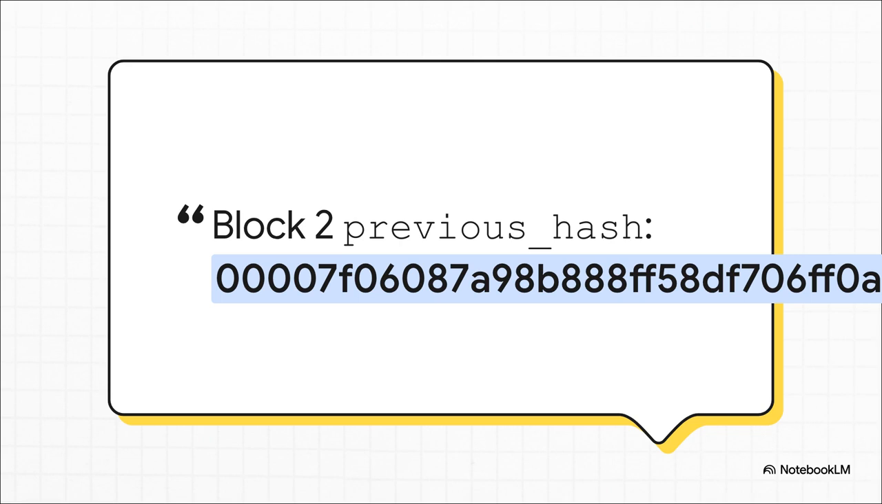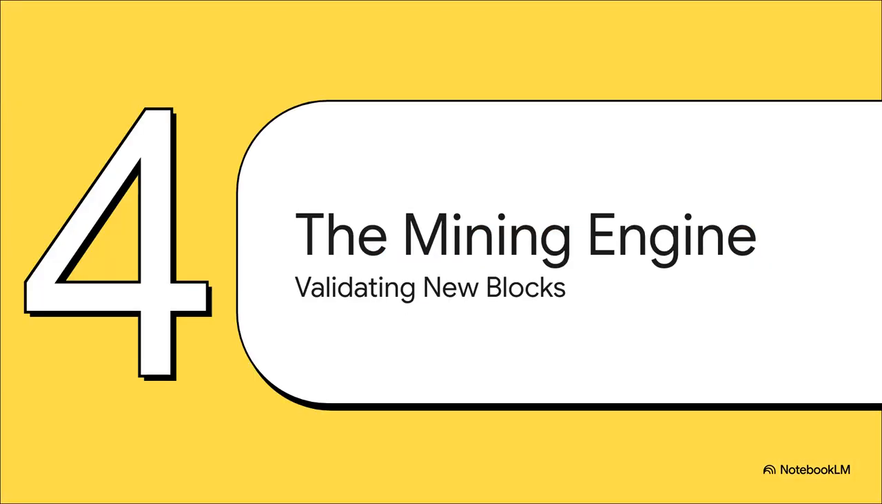If you try to change anything in an old block, that chain instantly snaps for everyone to see. That's what makes it immutable. So with the database in place, we need an engine to actually add new blocks to it. Welcome to the engine room, the mining layer. This is what's responsible for creating and validating new blocks, keeping the network alive and secure.